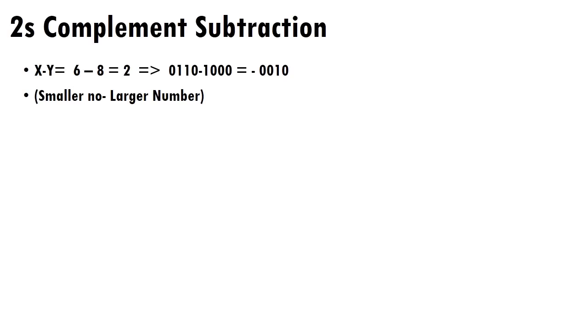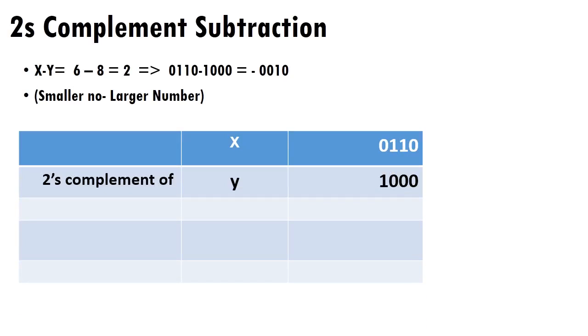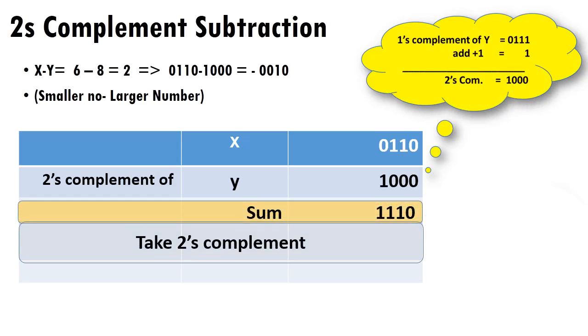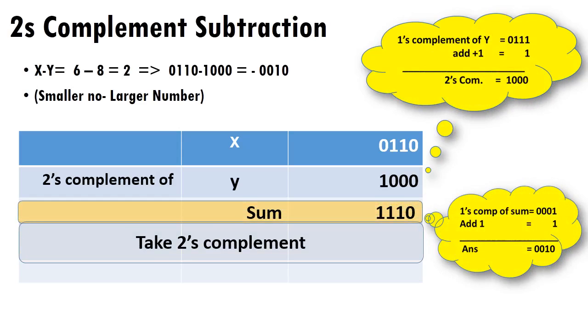Next, I am going to subtract a larger number from a smaller number. In this case, I am going to subtract 8 from 6. And as per the rule, if no carry is generated after addition, we have to find the 2's complement of the result, and the result will be negative. If a carry is generated, discard the carry and take the result, which will be the answer, and the sign will be negative.